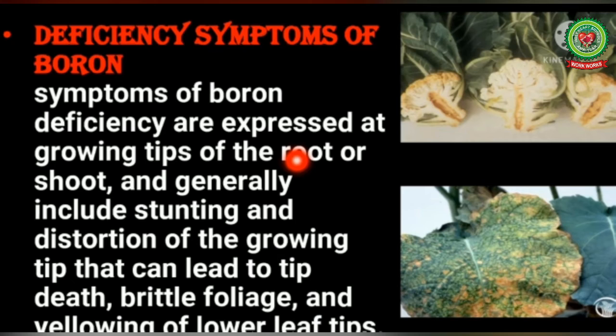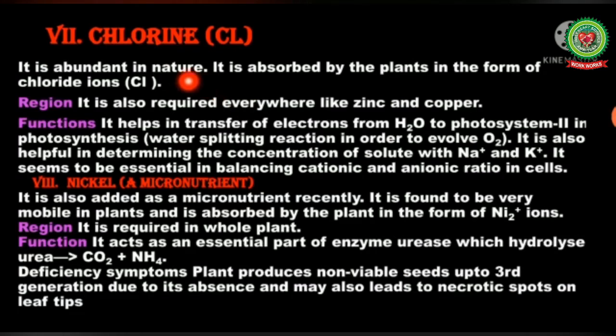Chlorine. It is abundant in nature and is absorbed by the plants in the form of chloride ions. It is also required everywhere, like zinc and copper. It helps in transfer of electrons from water to photosystem 2 in photosynthesis, that is, during the water splitting reaction in order to evolve oxygen. It is also helpful in determining the concentration of solute with sodium and potassium. It seems to be essential in balancing cationic and anionic ratio in cells.